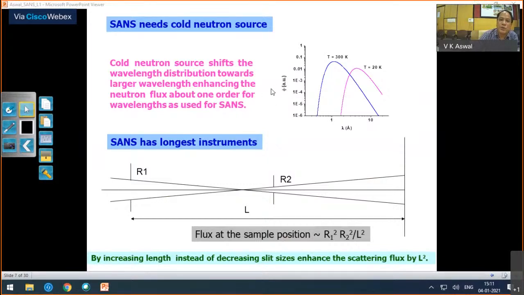Another thing you should know is as you want to use higher wavelength, you may have learned about the different kinds of neutron sources, so thermal neutron sources and also cold and hot neutron sources. So basically what you do is you equilibrate your neutrons at high temperature or low temperature.